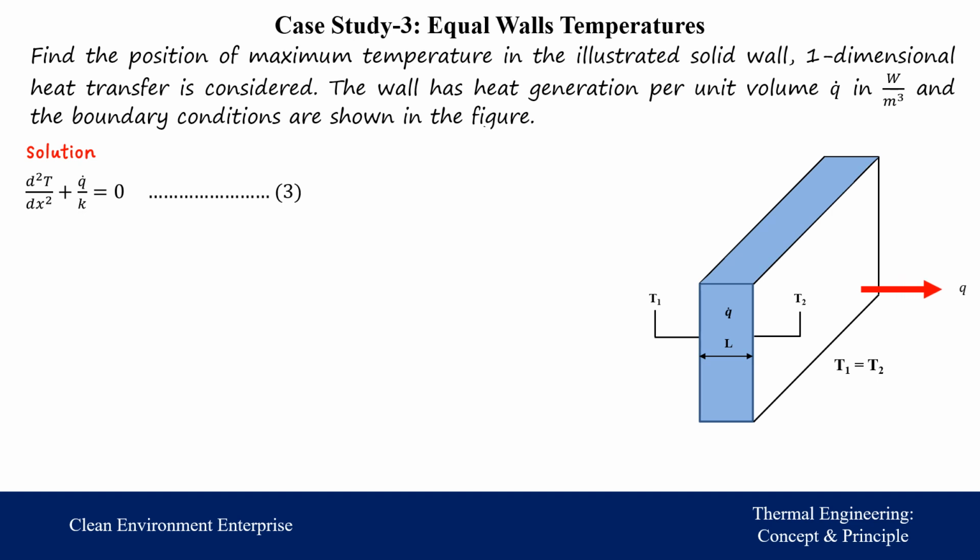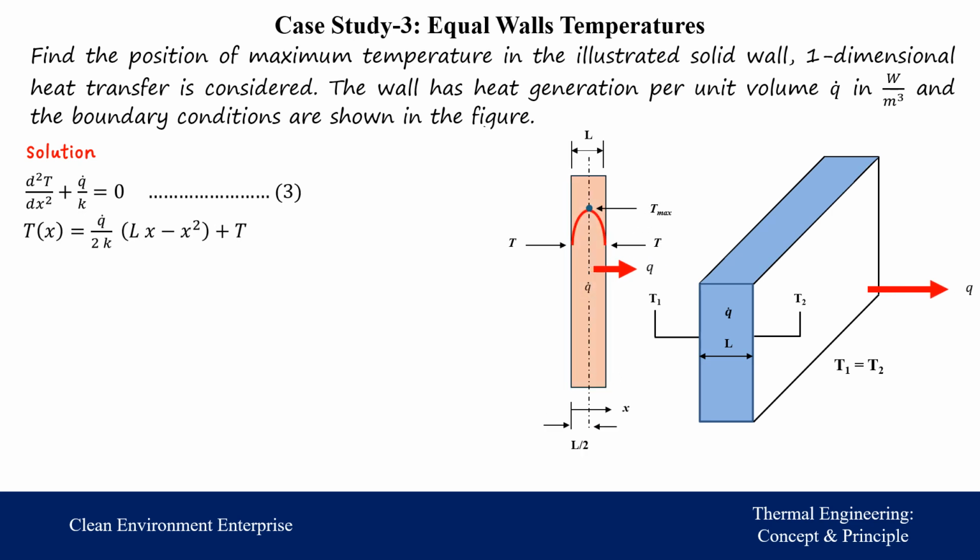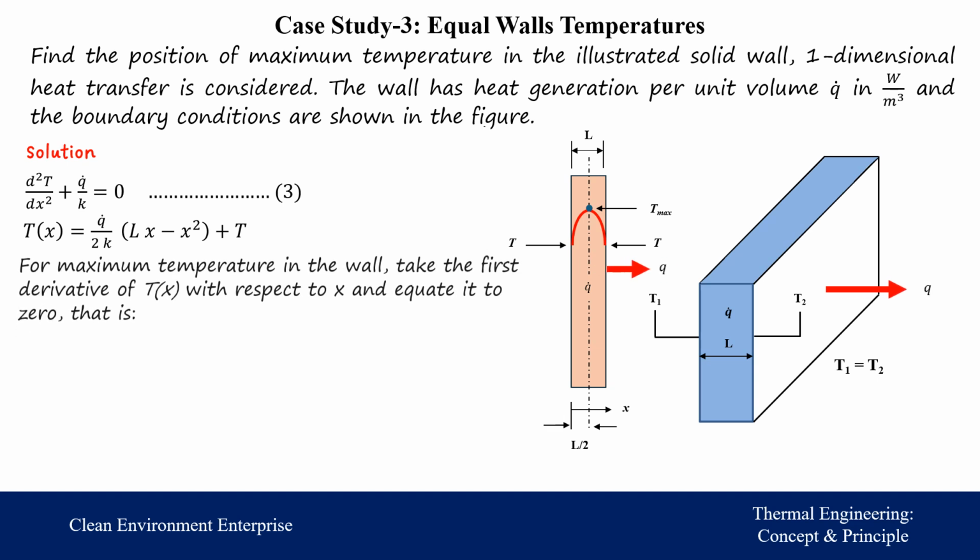We may go to the general form of one-dimensional heat transfer by conduction with heat generation, equation number 3, as it has been derived previously. And we may obtain the temperature distribution in the form shown: Q dot divided by 2k times Lx minus x squared, plus T.